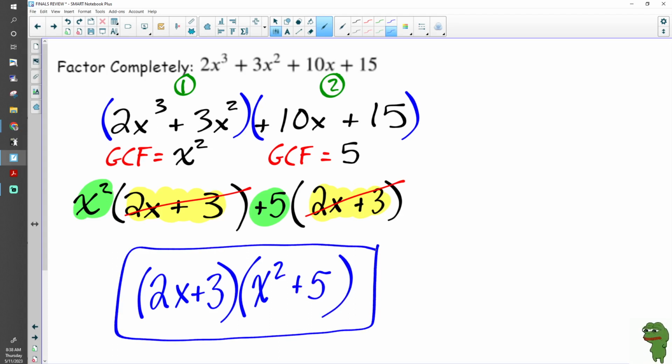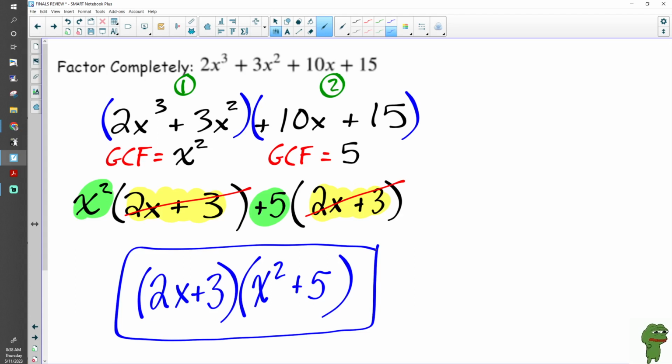That is how you factor a 4-term polynomial with what is called factoring by grouping. You cannot use the x method for this. You would have to use grouping. So remember, on your final, your multiple choice question is going to have 3 terms, which means x method. Your open-ended, where you will show your work just like this, will have 4 terms, and you will do grouping.